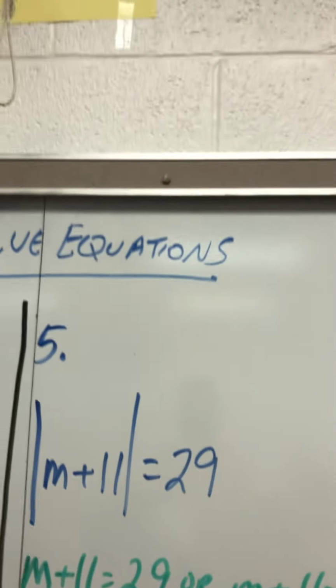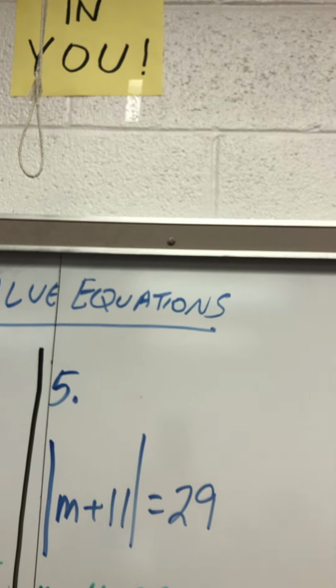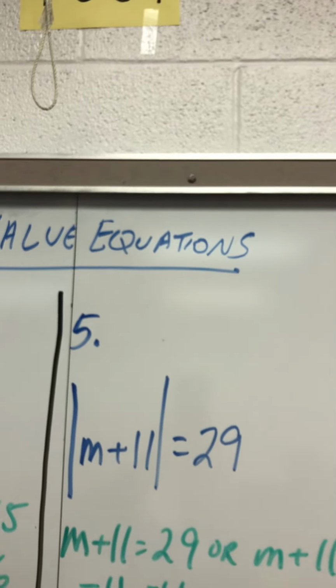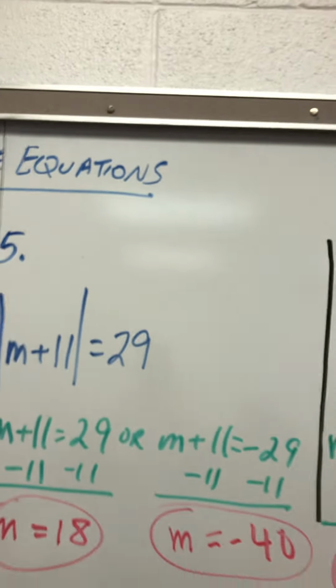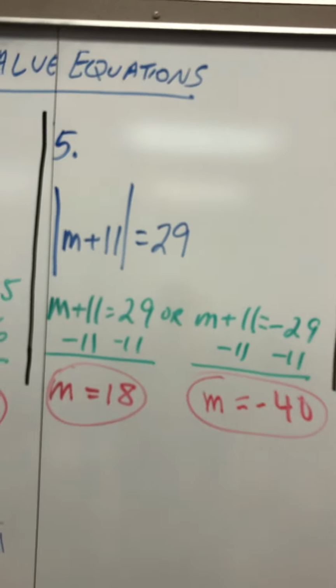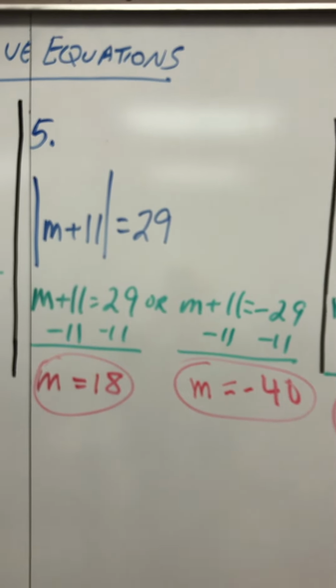All right, so same thing. Absolute value of m plus 11 equals 29 means m plus 11 equals 29, or m plus 11 equals -29. Subtract 11 from both sides, you get 18 and -40.